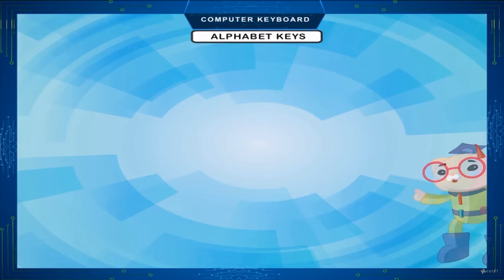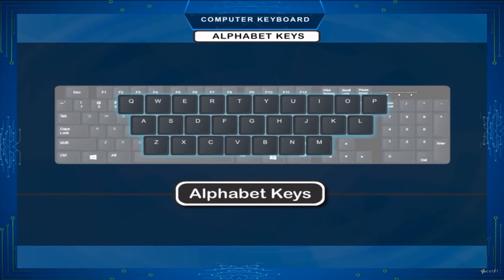Alphabet keys. These keys are used for typing letters and words. The letters A to Z are written on these keys. The alphabet keys resemble the keys of a typewriter. Due to its first row of alphabet Q, W, E, R, T, Y, it is called a QWERTY keyboard or keypad.